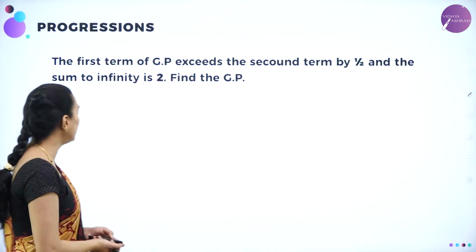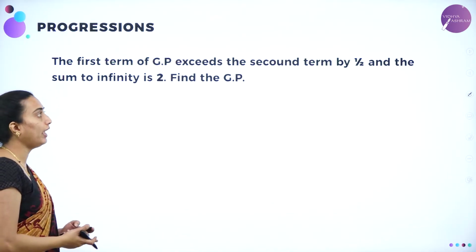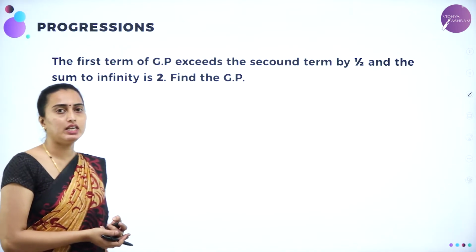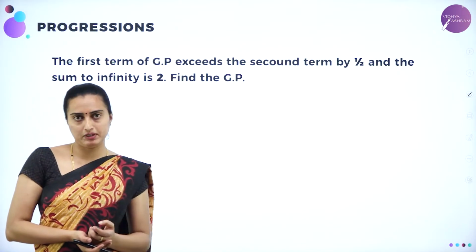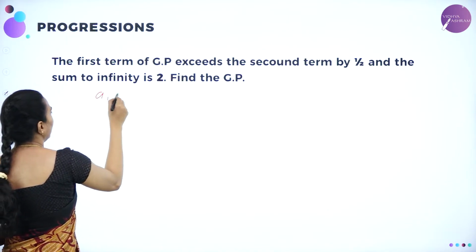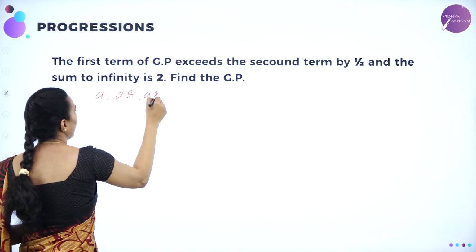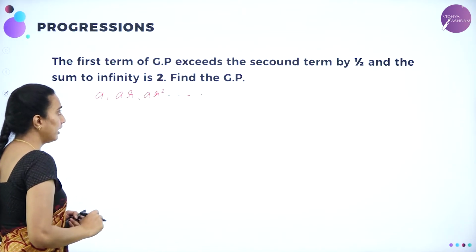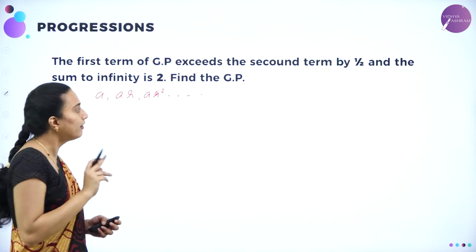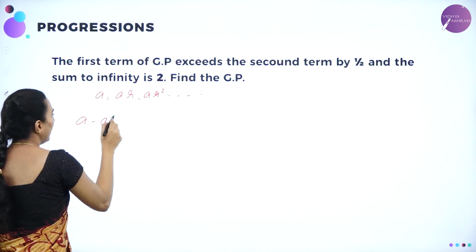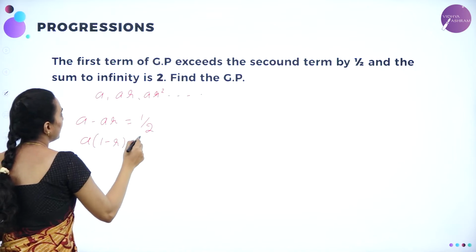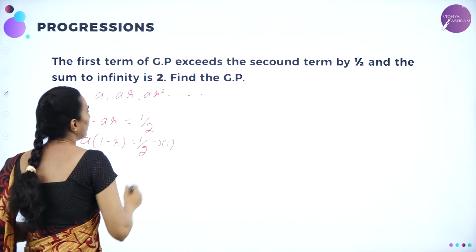We'll move on to the next question, dears. They have asked: the first term of a GP exceeds the second term by 1 by 2 and the sum to infinity is 2. Find the GP. Now, the terms of a GP are given by a, ar, ar squared, etc. Here the first term of a GP exceeds the second term by 1 by 2. That is a minus ar is equal to 1 by 2, or a into 1 minus r is equal to 1 by 2. Let me call this equation 1.